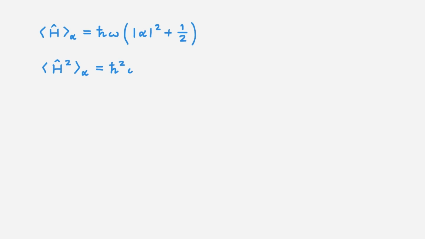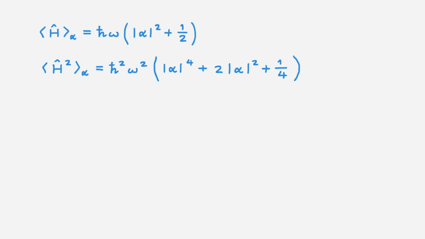For the expectation value and root mean square deviation of the Hamiltonian, we're again only going to quote the final results, but again, feel free to have a go at the derivation yourselves. The expectation value of the Hamiltonian is equal to h bar omega times the absolute value of alpha squared plus 1/2. The expectation value of H squared is equal to h bar squared omega squared, multiplying alpha to the power of 4 plus 2 times alpha to the power of 2 plus 1/4.